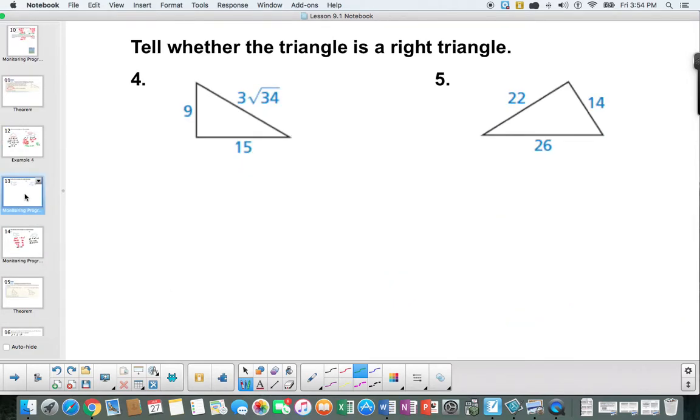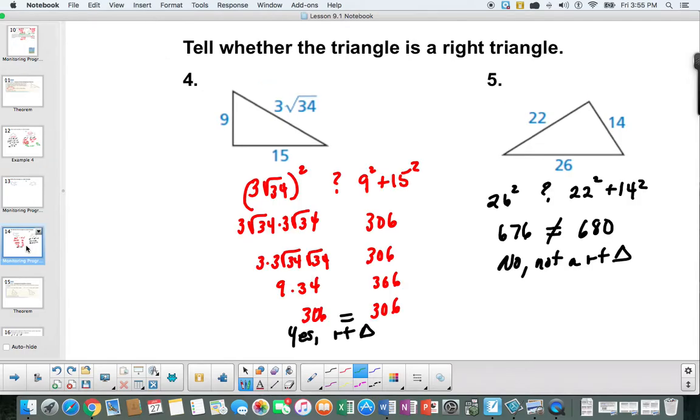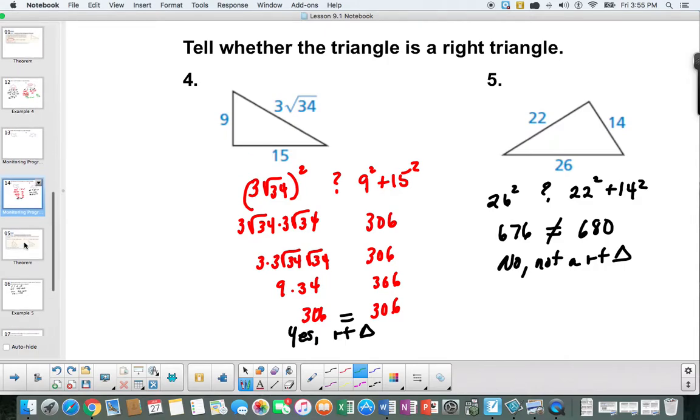Okay, your turn. Go ahead and try to figure out if these are numbers that make a right triangle. Stop the screencast. And here are the answers. Notice I go ahead and put the largest number in the first spot. And when they're equal to each other, then we say yes. And if they're not equal to each other, we have to say no.